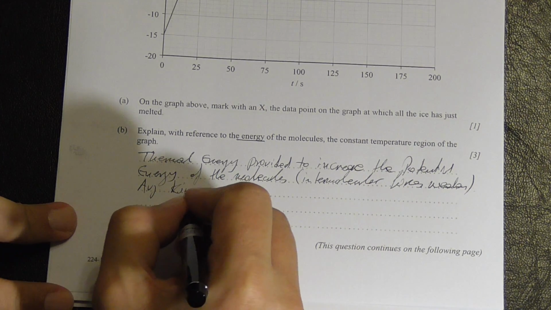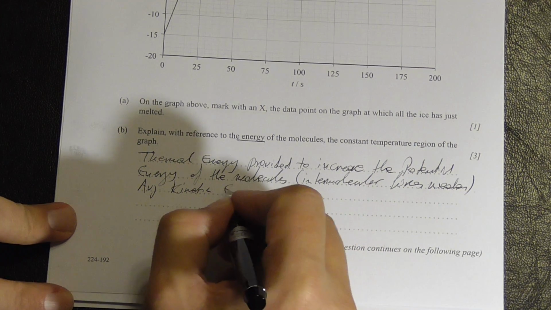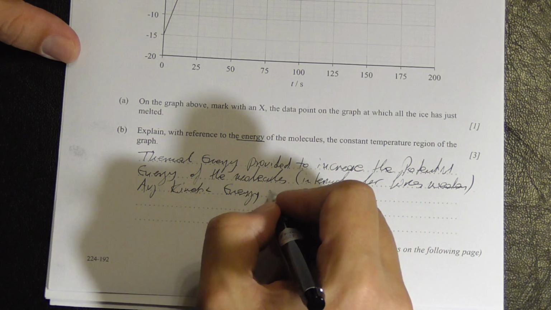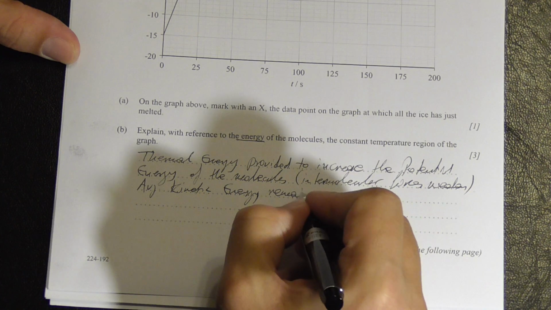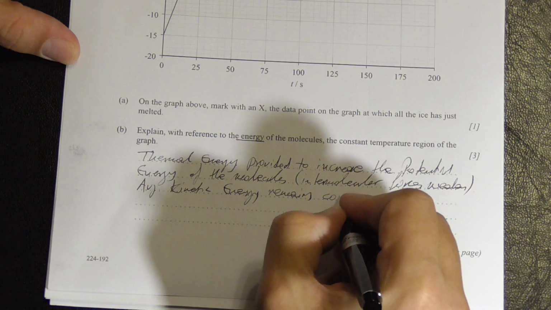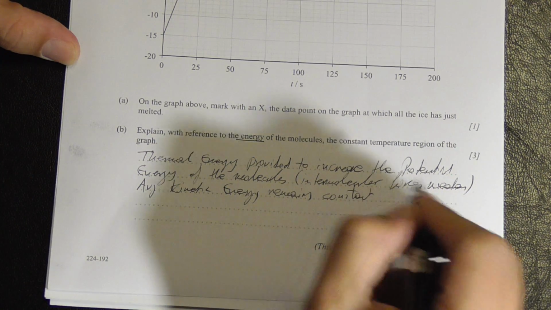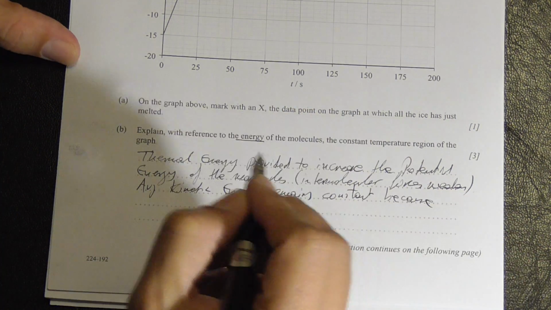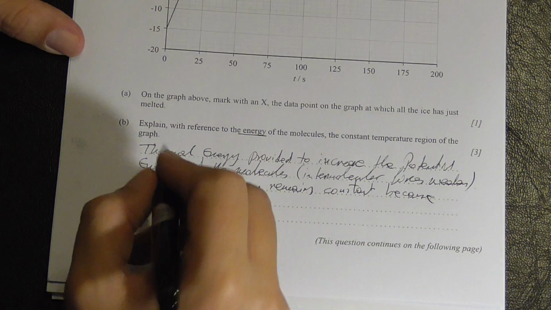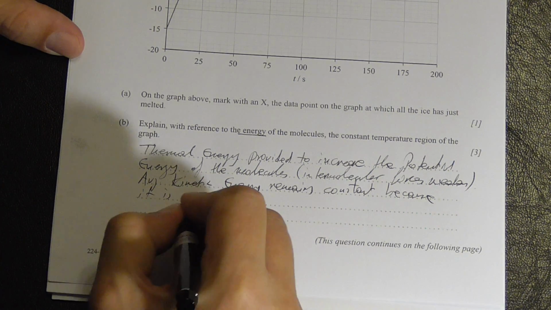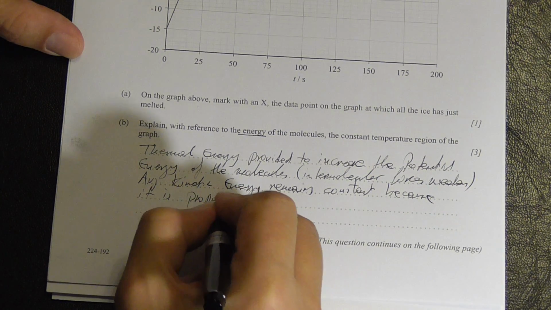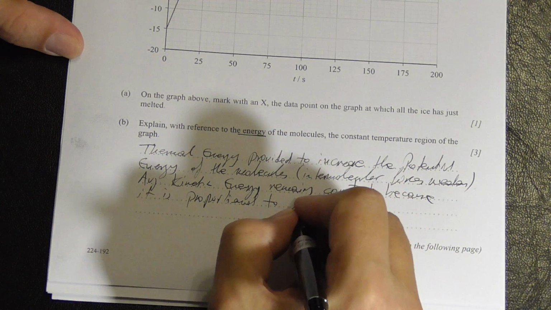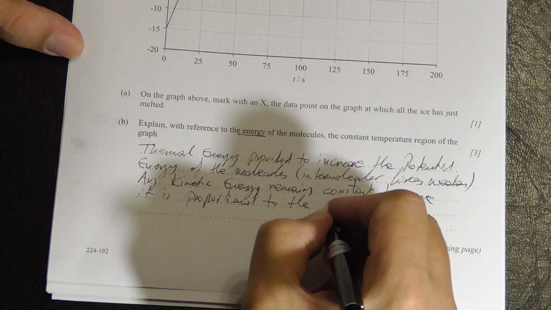Average kinetic energy remains constant because, and so that you know this, because it is proportional to what? To the temperature of the substance.